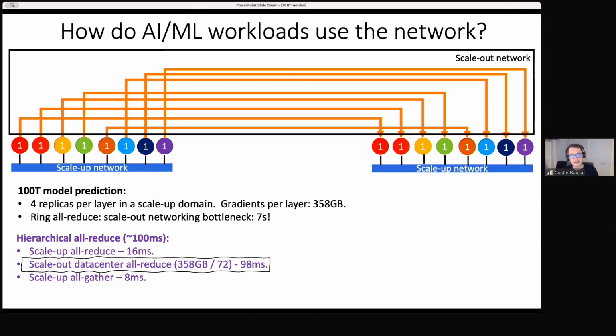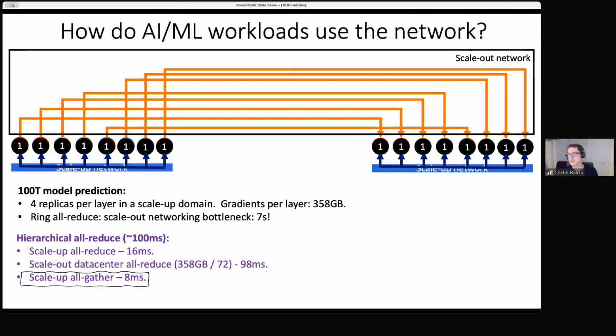And after you've done this, you have to do an all-gather to get the final results within the rack, and you're done. Now you'd think that you need to add these things up, like 16 plus 98 plus 8. In practice, you don't, because you chunk up the data and you work per chunk. Because of this pipelining, you'll basically be going at the speed of the slowest resource, which is in this case the scale-out network. So the end result will be something like 100 milliseconds.